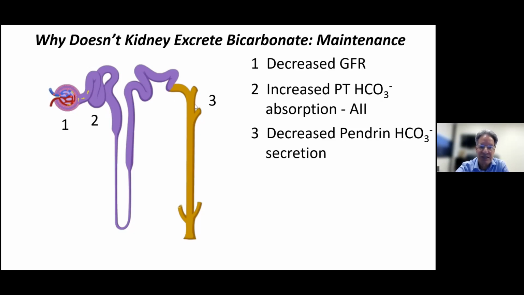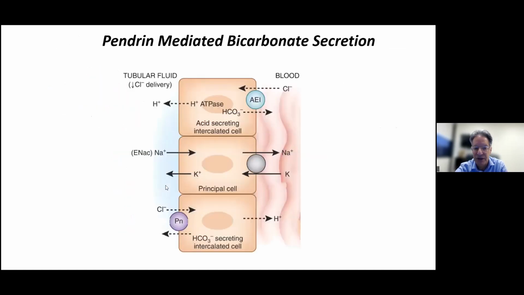And there's also decreased secretion of bicarbonate in the cortical collecting duct, which involves a protein called pendrin. Pendrin only works if there's chloride in the lumen. As you lower the luminal chloride concentration, pendrin stops secreting bicarbonate. And that's shown here. These are just showing the different cell types in the cortical collecting duct, and it's not all inclusive. There's even additional cell types. But the one we're talking about here in metabolic alkalosis is the type B intercalated cell that secretes bicarbonate in exchange for chloride, and it's called pendrin.